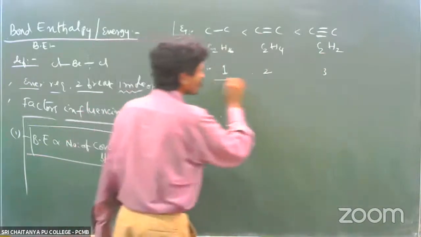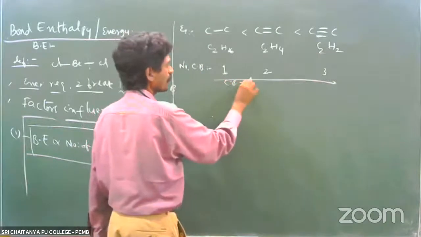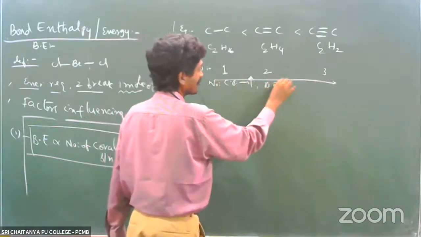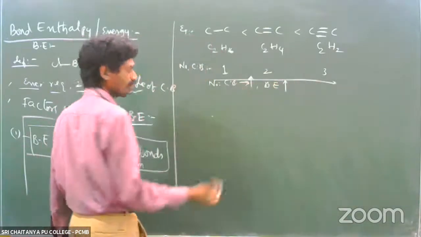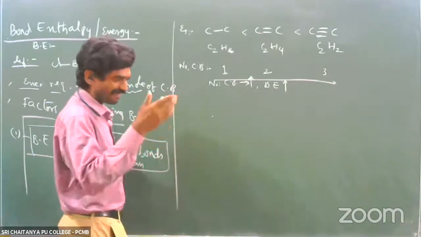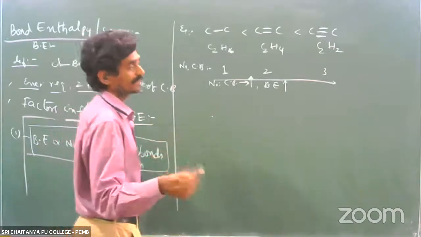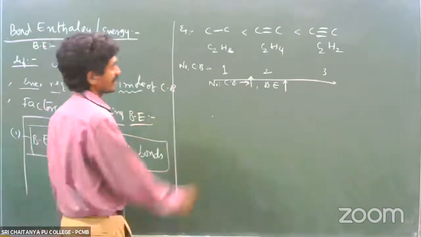As the number of covalent bonds increases, what happens? Bond energy also increases, because the number of bonds increases. You have to supply more energy to break all the covalent bonds. Then only it can participate to combine with another molecule to produce a new product.